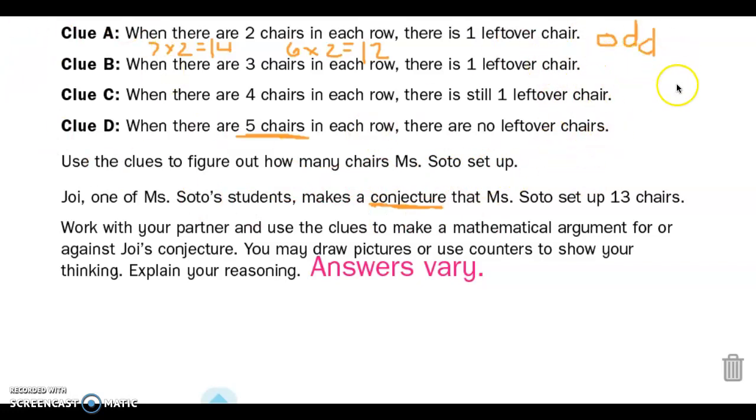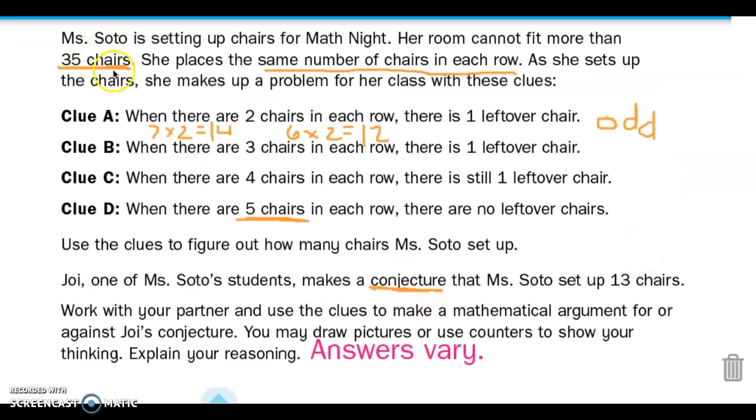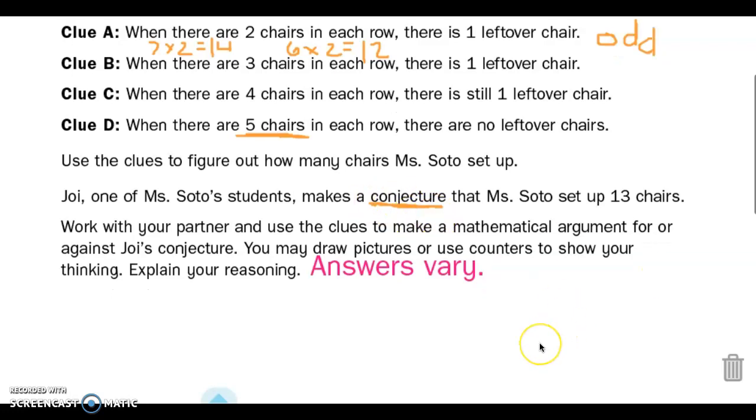Okay, we know it's an odd number. Well, he said 13, it's odd. You know, and 13 is less than 35, so is that a pretty good guess? Yeah, it could be. And we're going to figure out if he is right or not. So he made a conjecture.